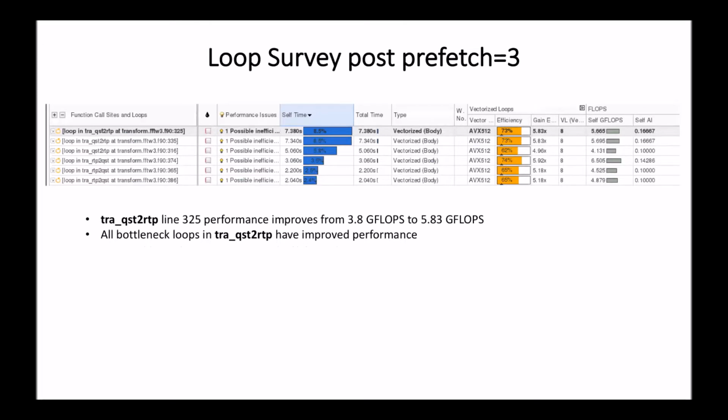So the result of this, as we rerun our loop survey and we look at our performance numbers, you can see that our bottleneck function, specifically line 325 of our bottleneck function, improved its performance from 3.8 gigaflops to 5.83 gigaflops. And we can also notice that the other lines within our bottleneck functions have improved their performance numbers as well.